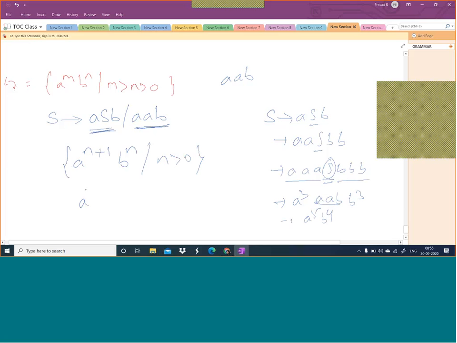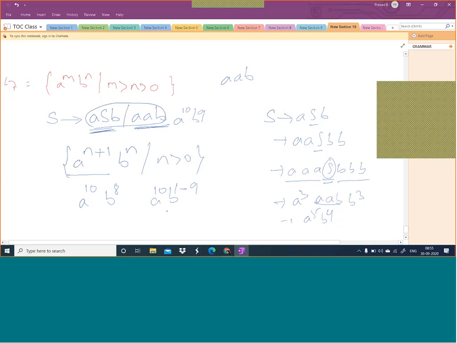Example, I want A power 10, B power 8. But this grammar, whatever I have considered here, gives only A power 10, B power 9. Whereas I want, when A's are 10, B's from 1 to 9. This won't give 1 to 9. It gives only A power 10, B power 9. When A's are 10, it cannot give B power 1, B power 2, B power 3, and so on, up to B power 8. So it only generates this one. It cannot generate these strings.